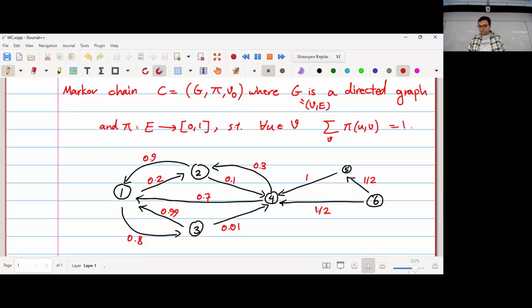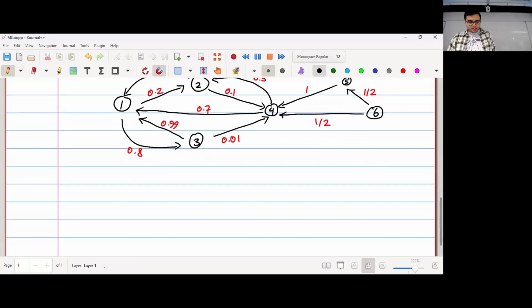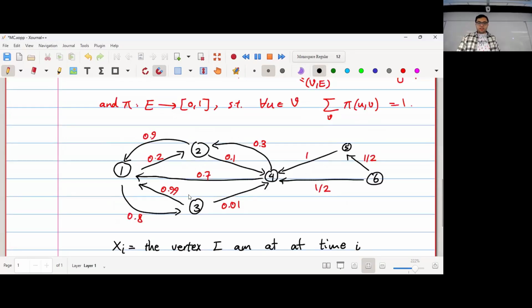So I'm just going to talk about the case where we have one starting vertex because everything else is just a trivial extension. Okay, so now I'm going to say that my Xi is a random variable, and that's the vertex I am at at time i. And of course, in this case, my X0 would always be V0. But then after that, everything is really random. Everything is just based on the probabilities that I have here.